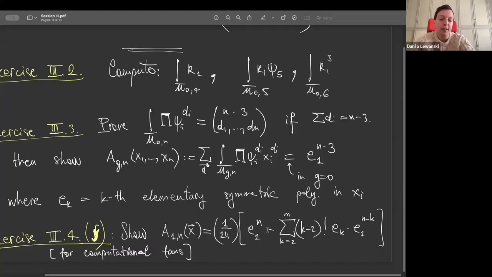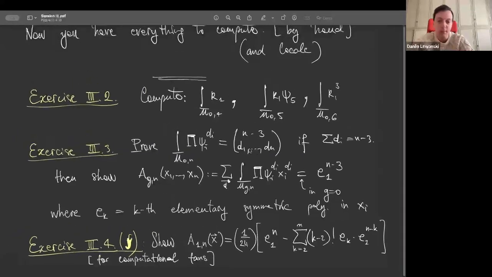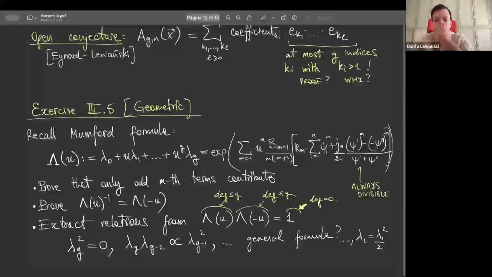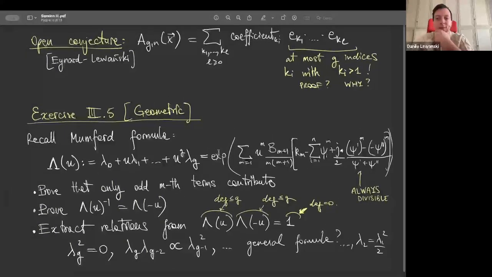And we may wonder whether this is a general phenomenon, whether if we augment the genus, if we put genus 2, then it would be true that we have quadratic expressions in the E_k's, right? We may ask ourselves this question. And in fact, this is true. Well, this was an open conjecture, but now it's not open anymore.